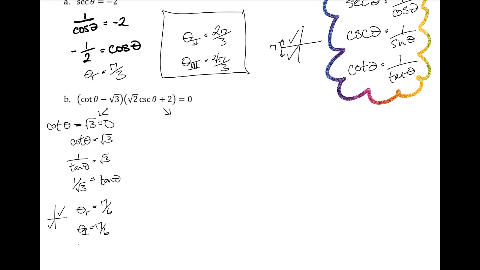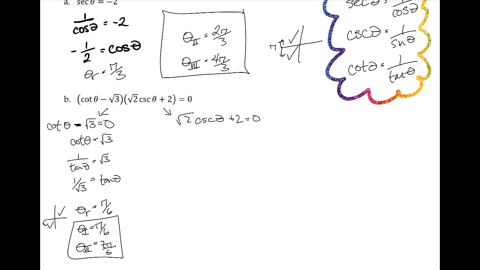And so that's one answer for quadrant 1, pi over 6. And quadrant 3 is going to be 7 pi over 6. Again, measuring forward, adding it to pi. So those are two possible answers. I can't forget the other half of my multiplication statement though, so the other factor, which is the square root of 2 cosecant theta plus 2 equals 0.